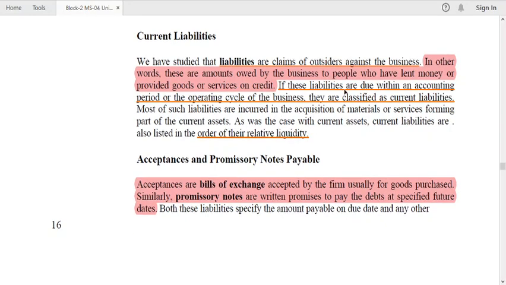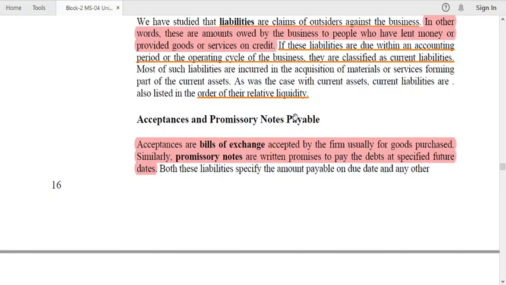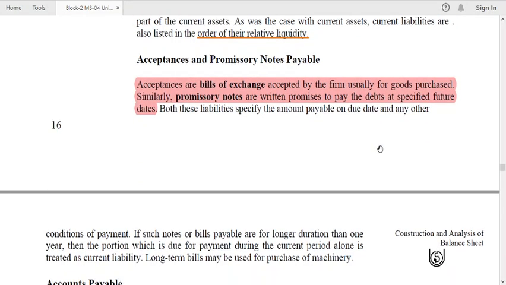Okay, if these liabilities are due within an accounting period or the operating cycle of the business, they are called current liabilities. Now we will classify the current liabilities in terms of their relative liquidity, how easily, when they are due to pay. Like first is acceptances and promissory notes payable. This is like trade receivables only, the opposite of trade receivables.